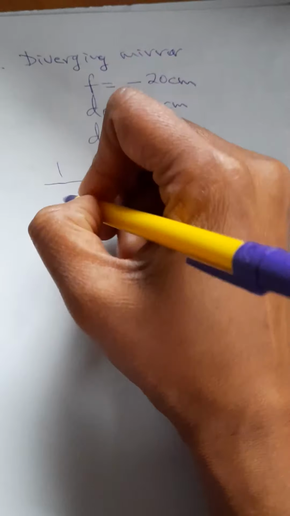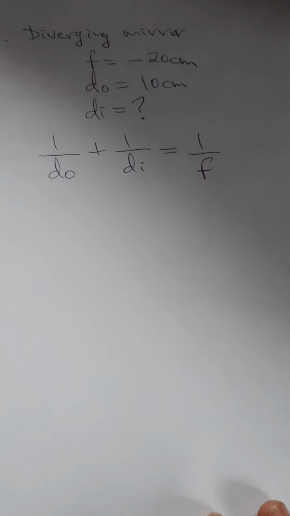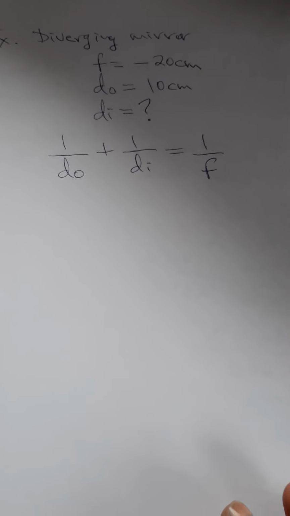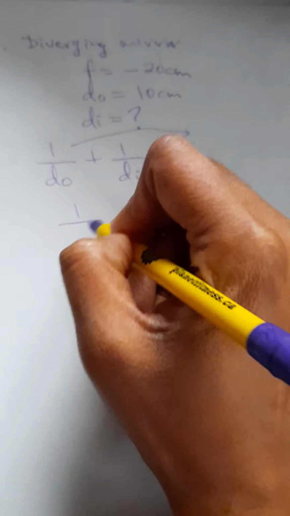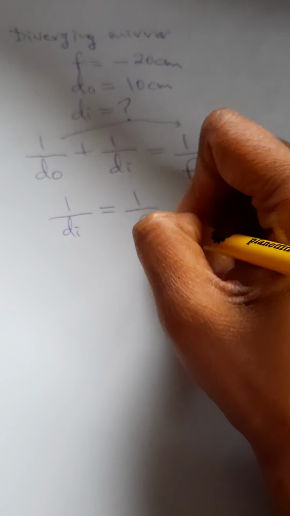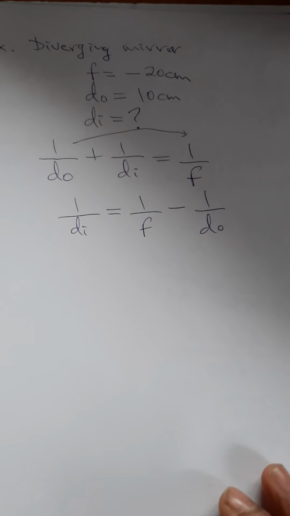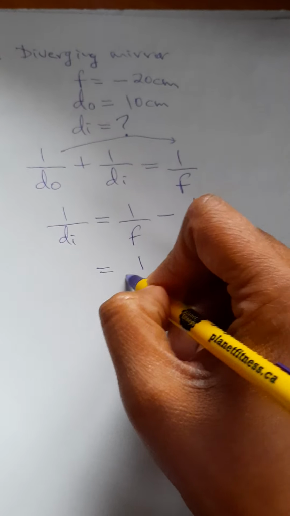And I'm looking for the distance of the image, so maybe we could just put di and then put a question mark. One more time, I'm going to write out the formula here. 1 over dO and then 1 over di equals 1 over f. The teacher will always give you the focal length and the distance of the object as well. You're usually just looking for the di value. So one more time, I'm going to take the dO to the other side. So I have 1 over di equals 1 over f minus 1 over dO. So this is the equation so far, and now we can just plug it in here.